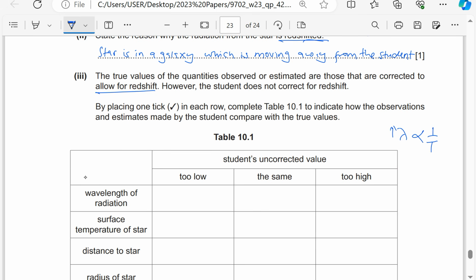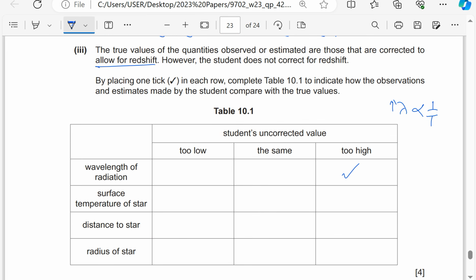So because there is redshift and the student did not correct for redshift, it means the wavelength he must have got is going to be too high. The true values of these quantities are those that are corrected to allow for redshift, in other words, to remove the redshift. So because the student did not remove the redshift, the wavelength the student observed is too high. So the answer is going to be too high. Then temperature, because the wavelength is too high, it means the temperature is going to be too low. So I'll put here the T.